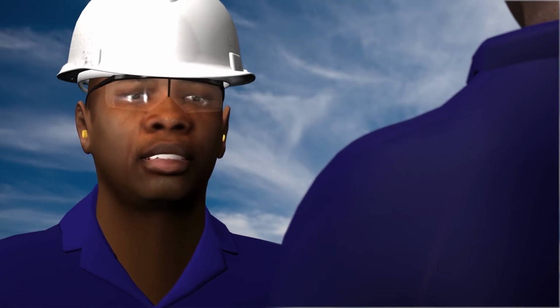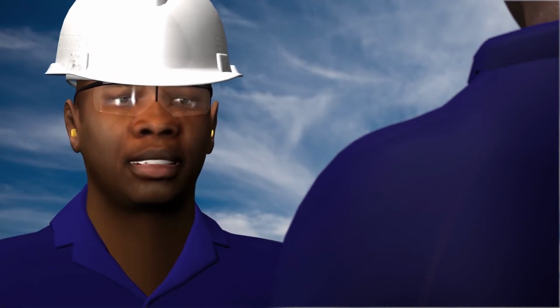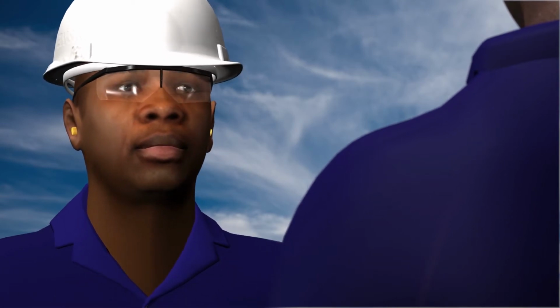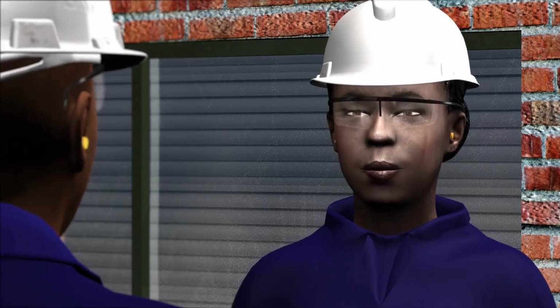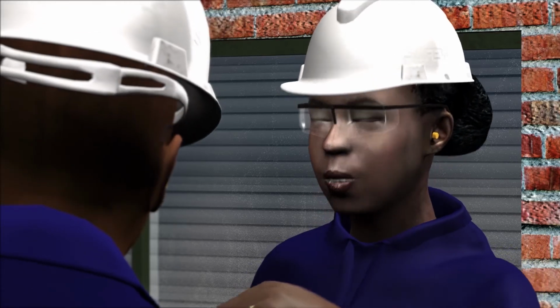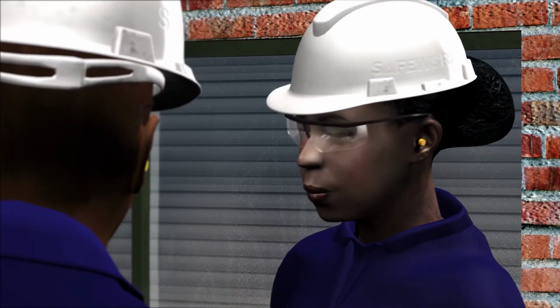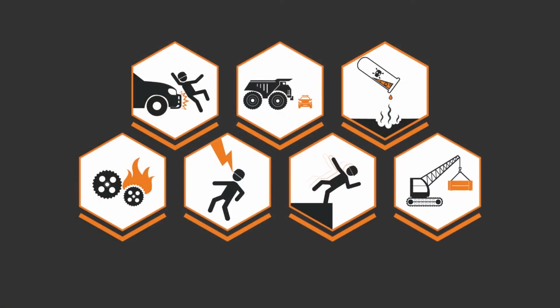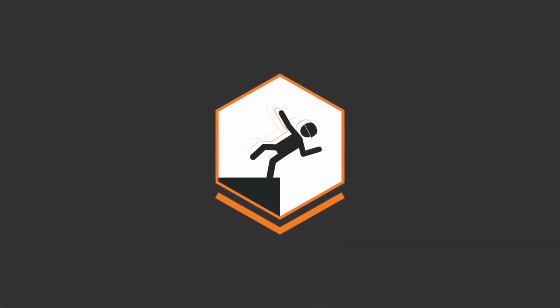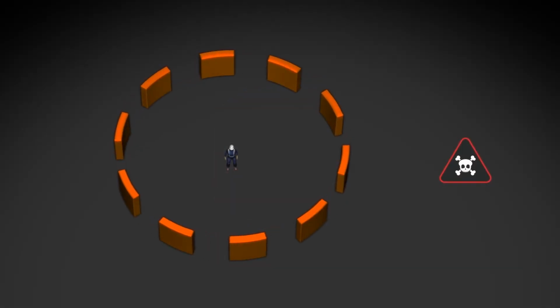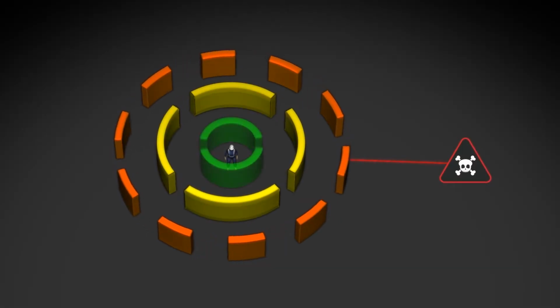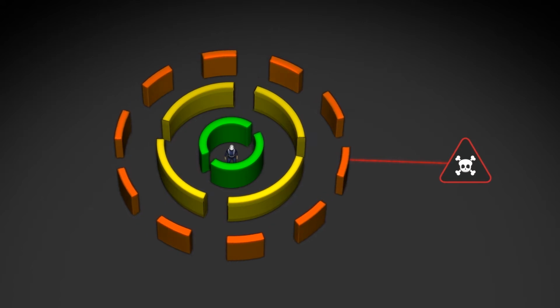Julia, I'm still unsure about these fatal risk controls. These critical controls. Okay, let's review them again. Here, look on my tablet. I've got some graphics which show the controls. First, we identify the hazard, working at height, for example. Then we must use barriers and controls to protect us against the risk of falling, getting injured.